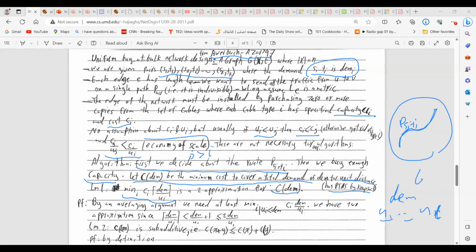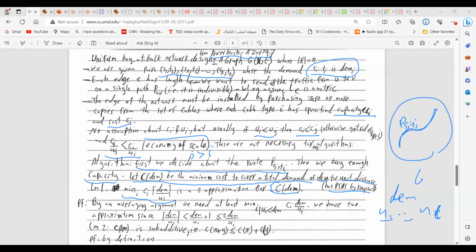And what is, again, C of demand? C of demand is the minimum cost to cover a total demand for a unit distance. If you want to have this demand, what are the types of cables that you can buy? That would be C of demand. But this is a two approximation for that. This is coming from the knapsack. You can just think about why this is a two approximation. Generally, this is the general knapsack, where you can say half of it will not be empty or something like this. But anyhow, this is something that you can just search, and it's a simple algorithm. But it's not the main point.